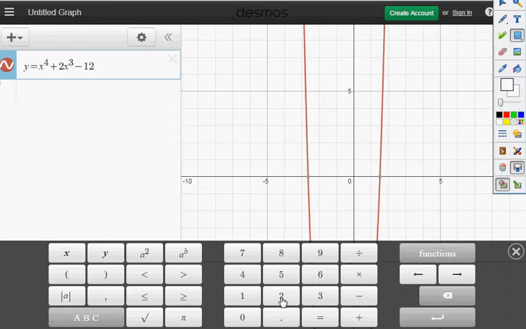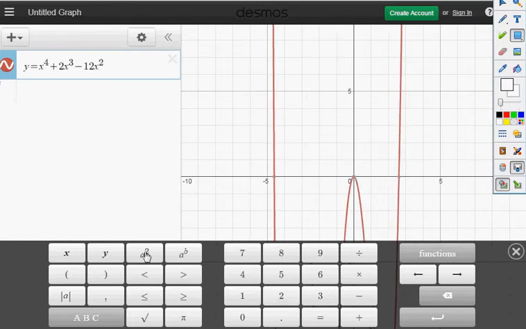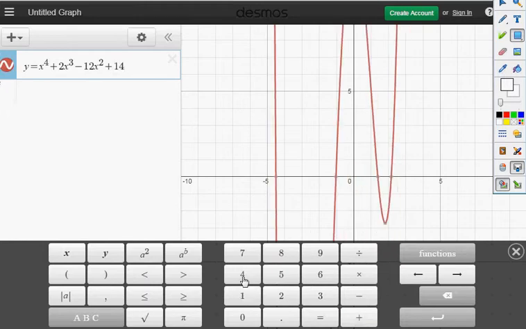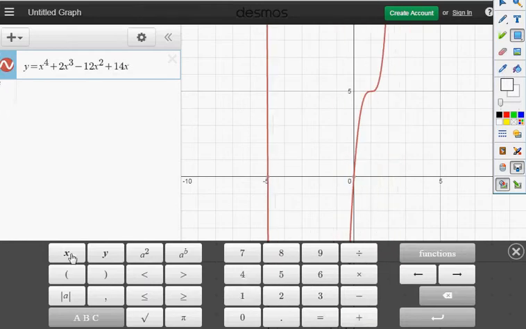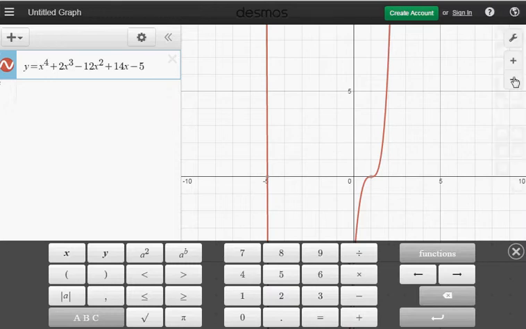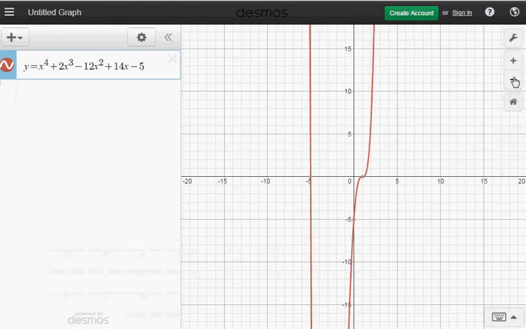Minus 12x squared, I think I got this right, plus 14x, and then finish it out with minus 5. Okay? So let me just make sure we got this right. X to the fourth plus 2x to the third minus 12x squared plus 14x minus 5. Okay, so the next thing we're going to do is maybe make this a bit smaller so that we can see what's going on here.